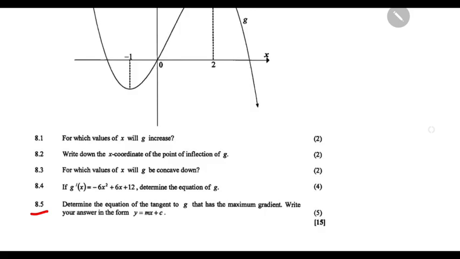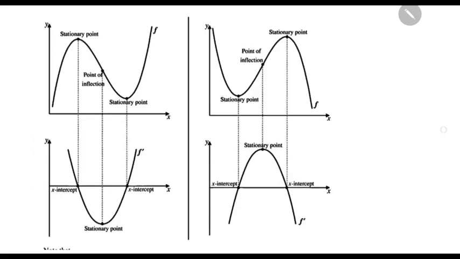Now remember, I told you in my previous video, this is a negative cubic graph, so we need to find the point of inflection. The point of inflection is going to be the maximum gradient of the tangent. I'll show you now. I explained it in my previous video also, this is a very important concept. Before I solve this question, I need to show you this concept.